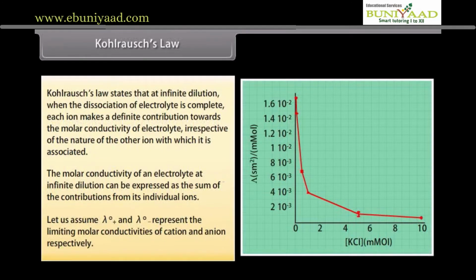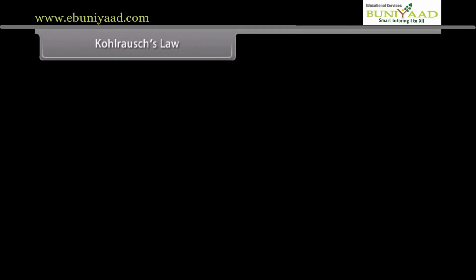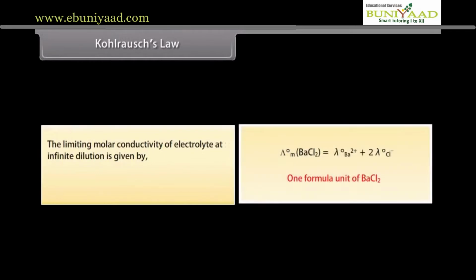Let us assume lambda naught positive and lambda naught negative represent the limiting molar conductivities of cation and anion respectively. The limiting molar conductivity of electrolyte at infinite dilution is given by v positive lambda naught positive plus v negative lambda naught negative, where v positive and v negative represent the number of positive and negative ions furnished by each formula unit.